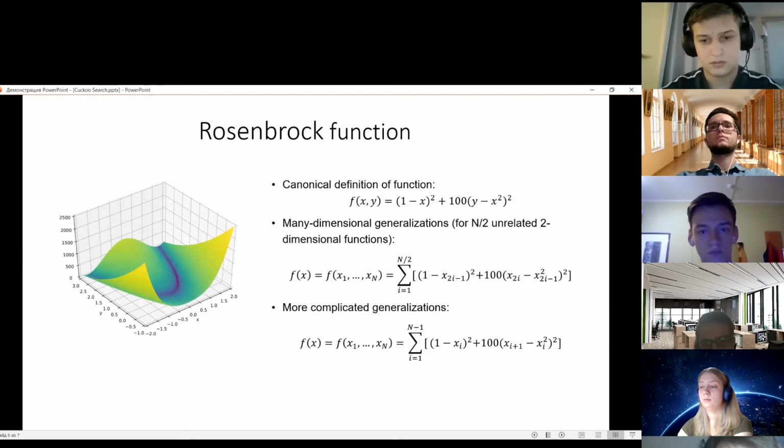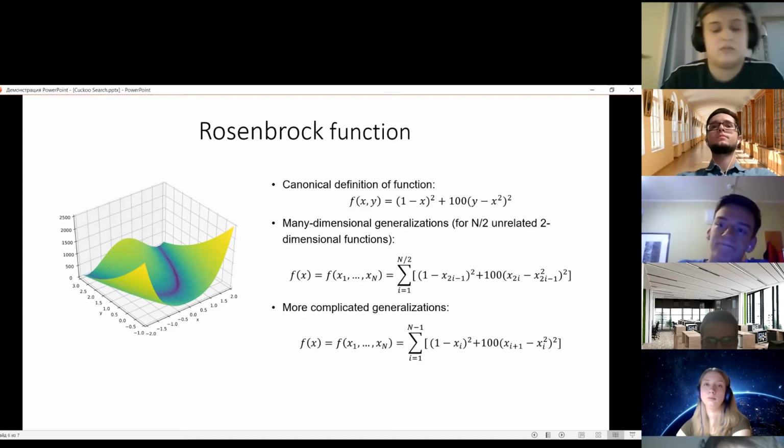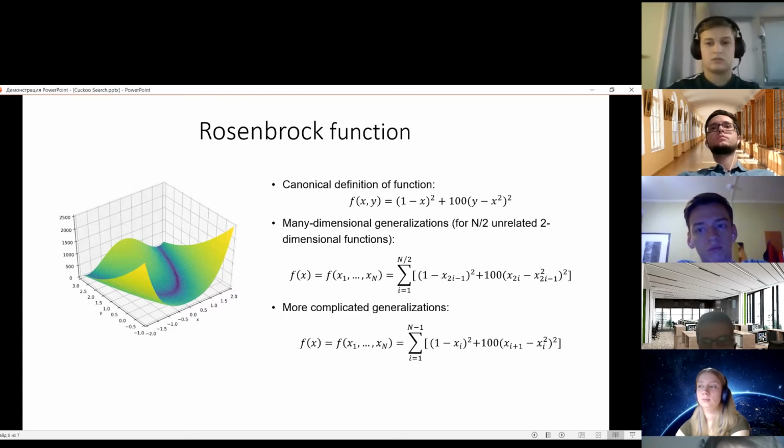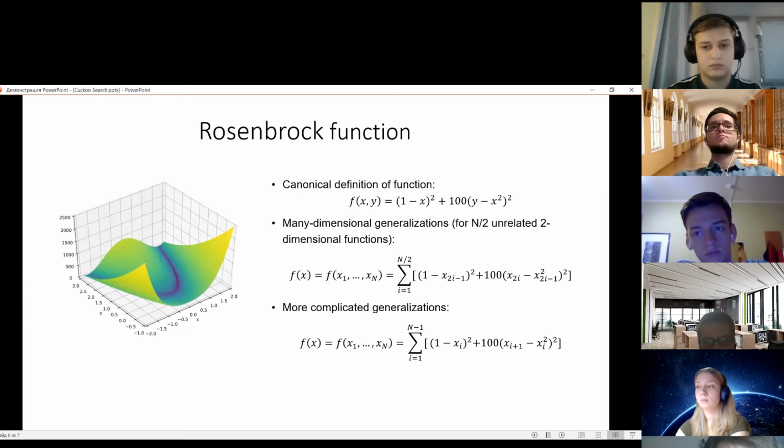Here is the Rosenbrock function. We use cuckoo search to minimize this function. In mathematical optimization, the Rosenbrock function is a non-convex function introduced by Howard Rosenbrock in 1960, which is used as a performance test problem for optimization algorithms. It is also known as Rosenbrock's valley or Rosenbrock's banana function.